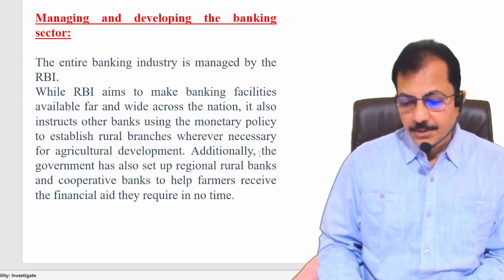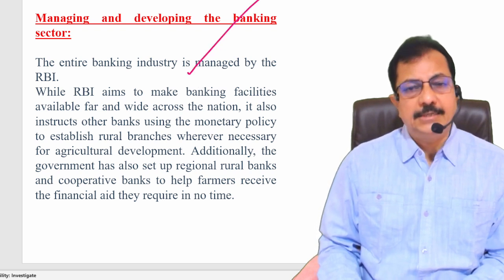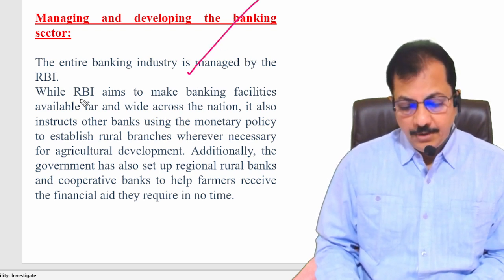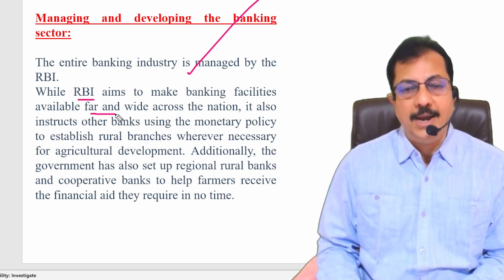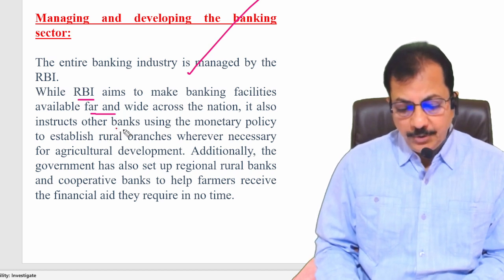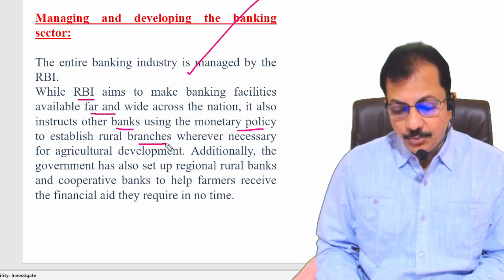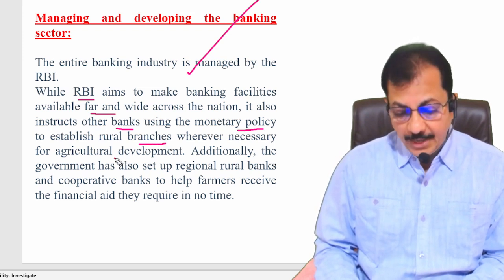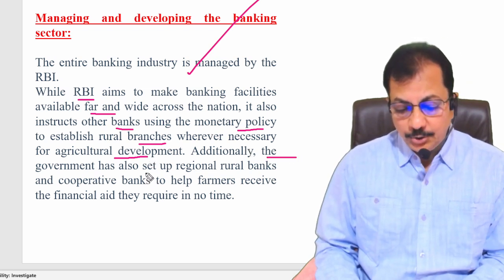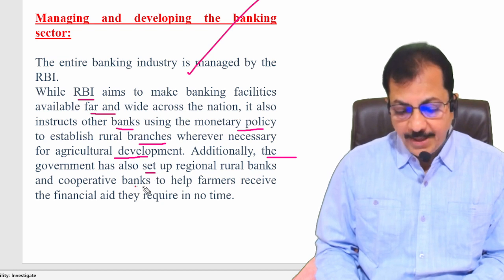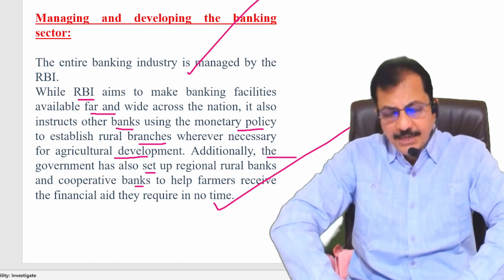Look at this. Managing and developing the banking sector: the entire banking sector is managed by RBI. While RBI aims to make banking facilities available far and wide across the nation, it also instructs banks using monetary policy to establish rural branches wherever necessary for agricultural development. Clear? Additionally, the government has also set up regional rural banks and cooperative banks to help farmers receive the financial aid they require in no time.